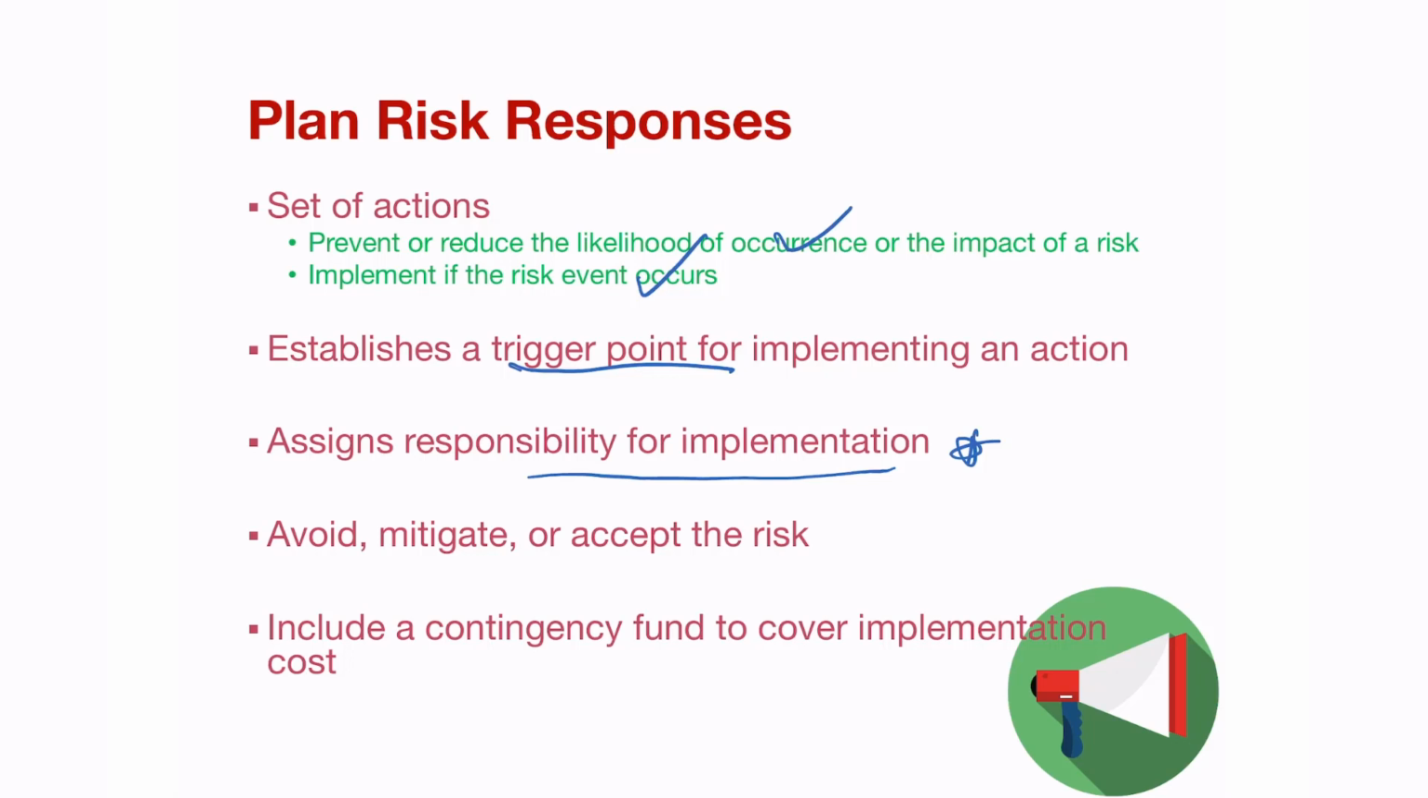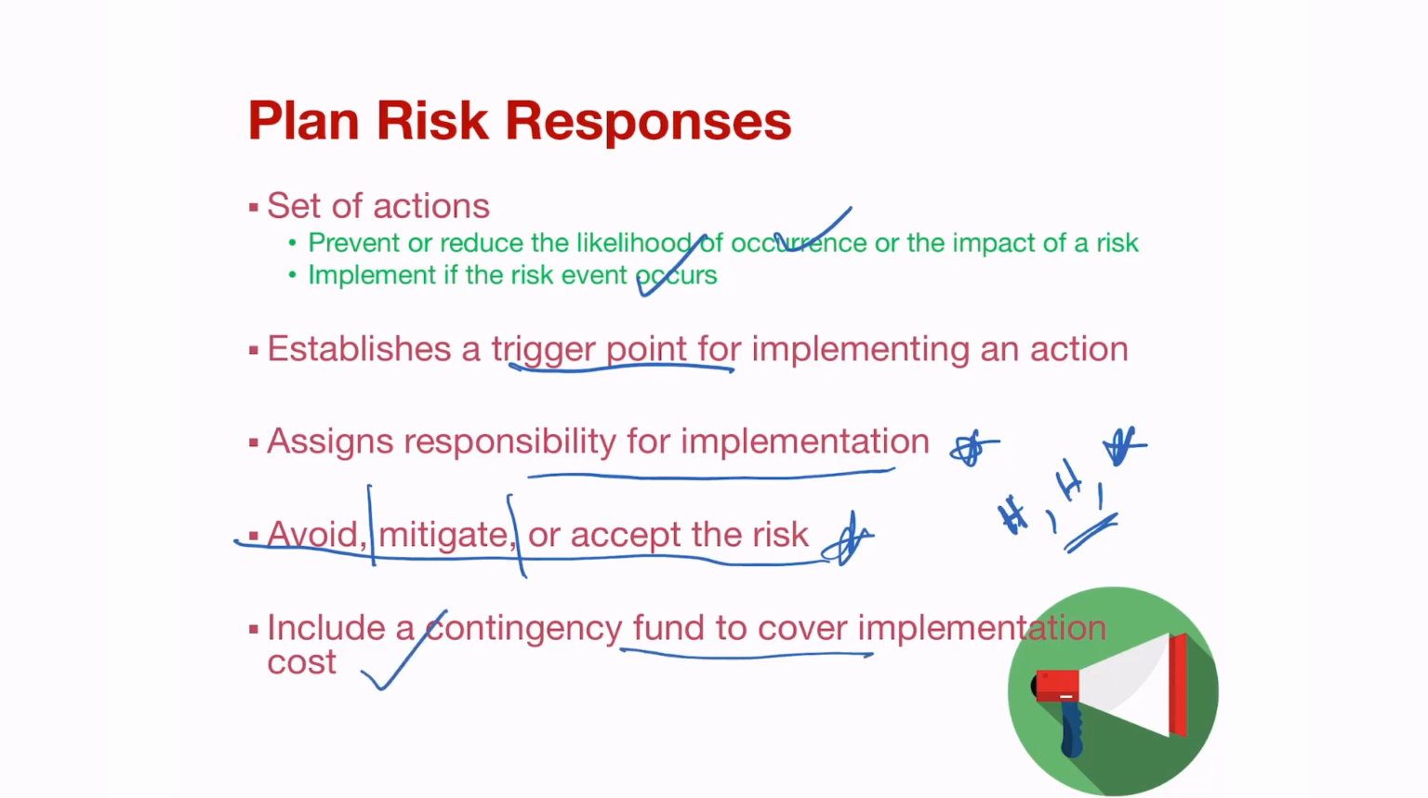Avoid, mitigate, or accept the risk. So you try to avoid it first of all, which is the first line of action. You mitigate, which is the second line of action, and then you accept the risk. If it is a very high likelihood that it will occur and a high impact on the organization, then it is a critical risk that will affect the entire delivery of the project.